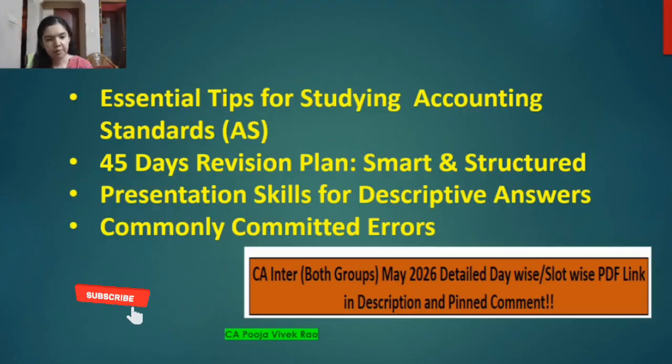And for law based papers, it is very important to check whether you have quoted the section numbers and provisions correctly. So mock test papers are very important. Please write them in exam-like conditions and analyze them seriously.